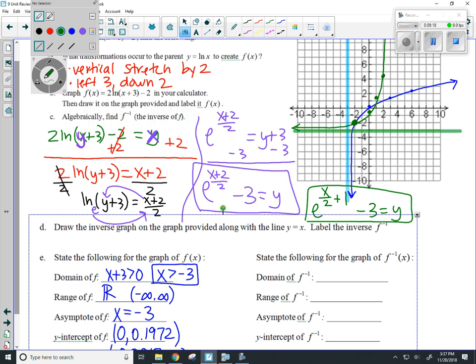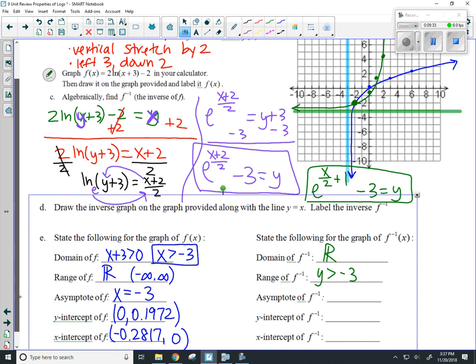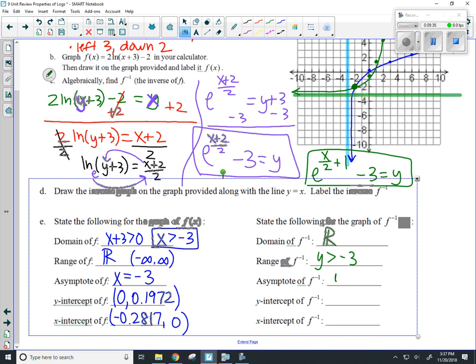your domain goes forever to the left and forever to the right, so your domain would be all reals. Your range is only going to go down to -3 and go up forever, so it's not going to equal -3, so it's just going to be y is greater than -3. We have an asymptote at y equals -3, so that horizontal asymptote that we talked about.